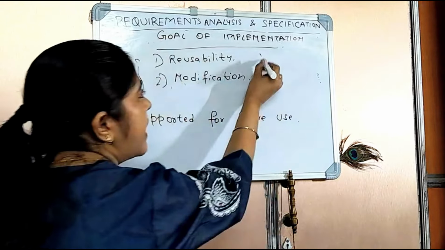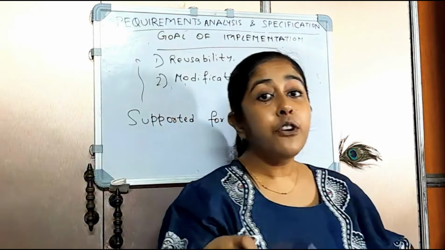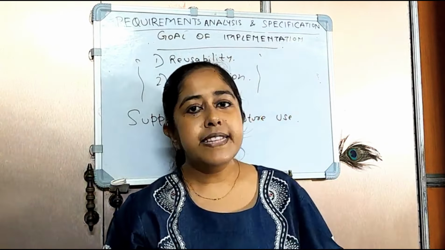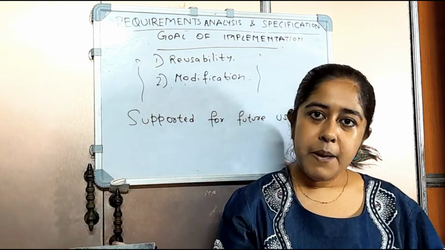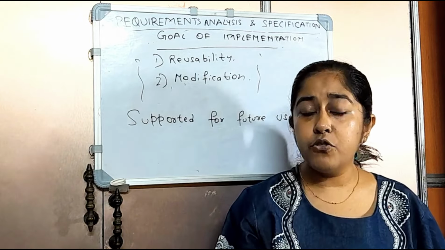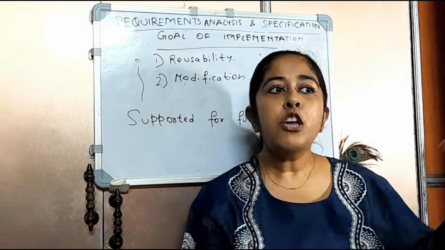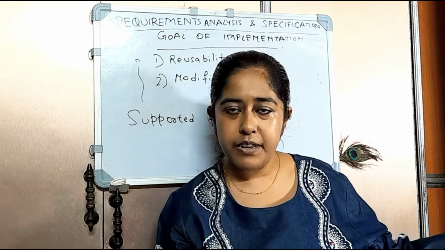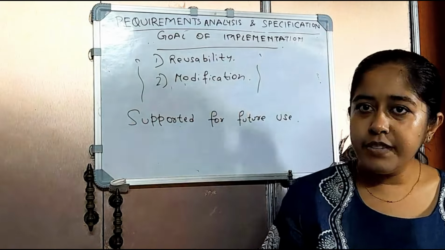These kinds of things are stated and noted here under this goal of implementation, not for the immediate purpose. These are the goals which I will be implementing in my future use. Maybe some code, maybe whatever modification I am going to do, the reusability of my system, how I am going to reuse the code, as we have already seen in our RAD model. So these things are going to be within this particular part.